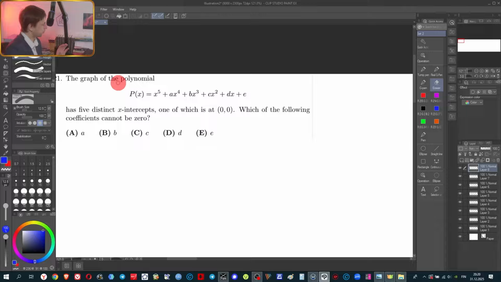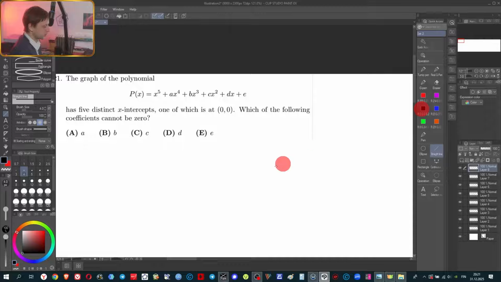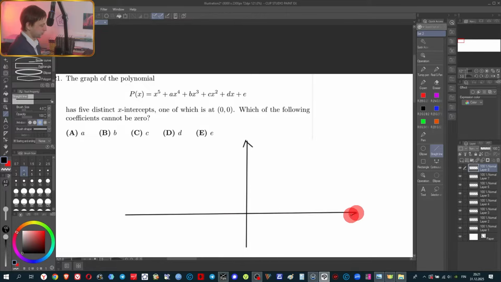Okay, so from the first phrase, the graph of the polynomial intersects the x-axis at 5 different points, one of which is (0, 0). Immediately you should understand that this equation has 5 distinct real roots, and one of these roots is 0. It's obvious because, let's draw a graph of our polynomial, and we are told that this graph passes through the origin, the point with coordinates (0, 0).